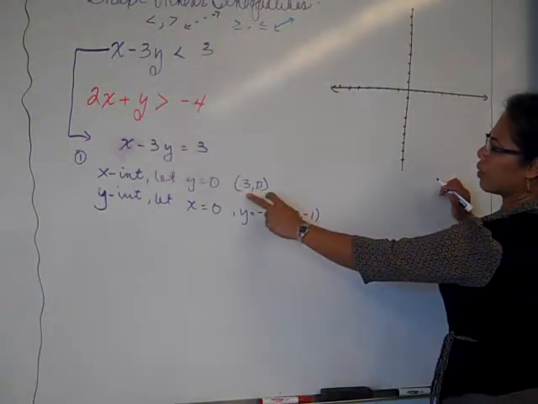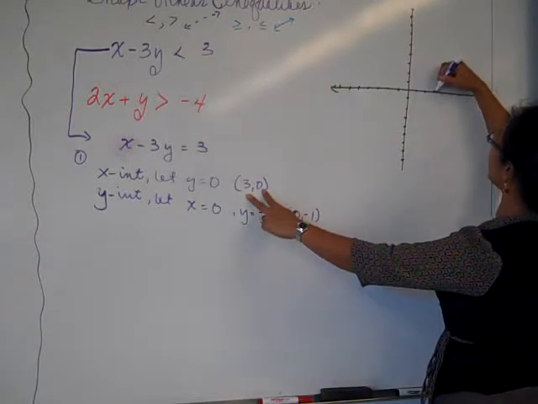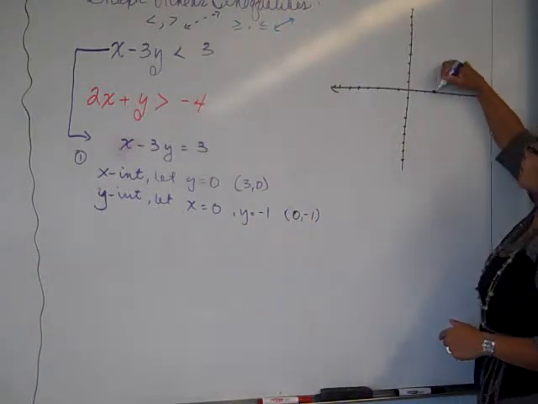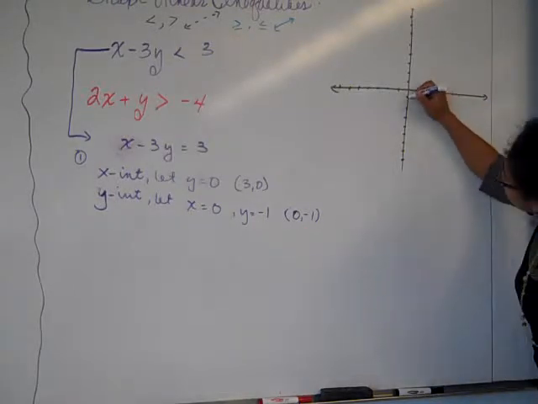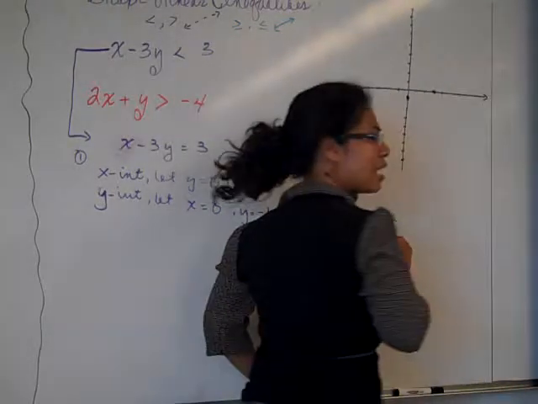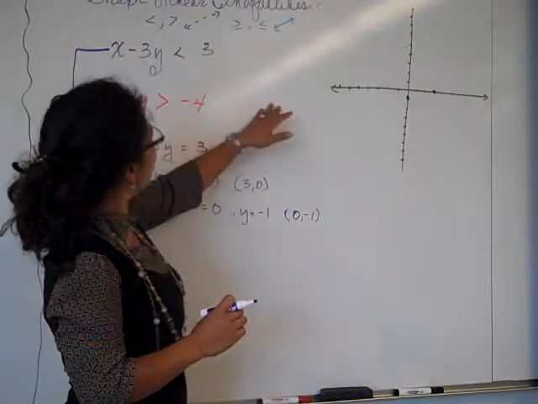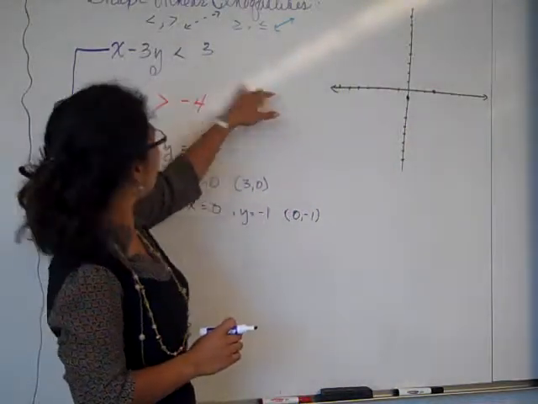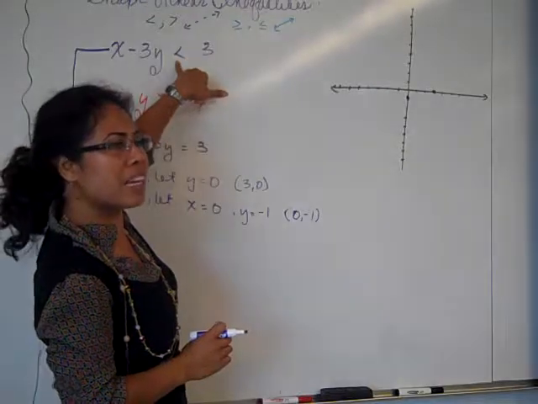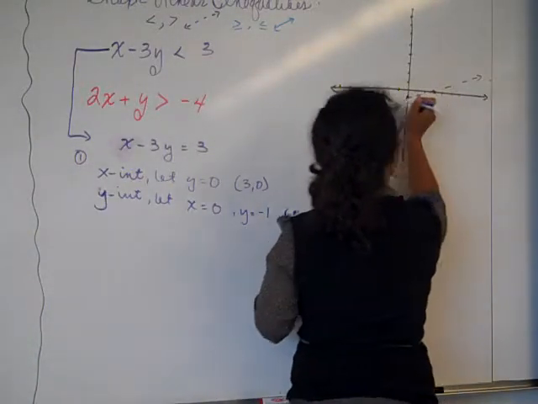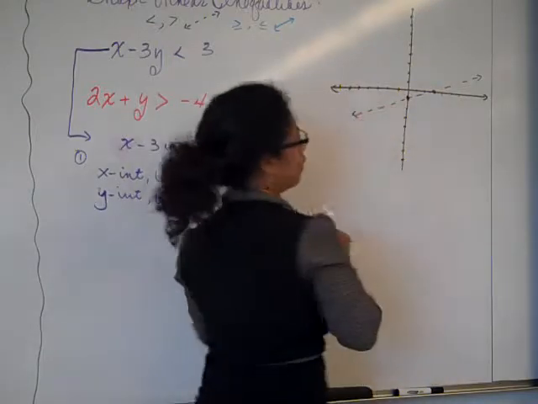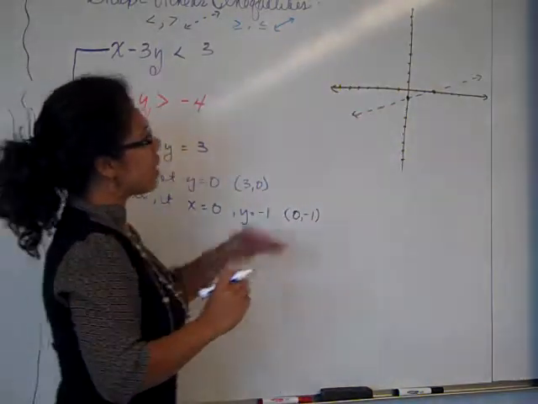So here it's 3, 0. 1, 2, 3, 0. Is it right here? Yeah? The other point is 0, negative 1, which is right here. Now, I'm going to connect them. Before I connect them, I have to see what kind of boundary do I have. Will I have solid boundary or dash boundary? Dash. So I'm going to connect them with a dash. Here it is. All right. So now I have a boundary.